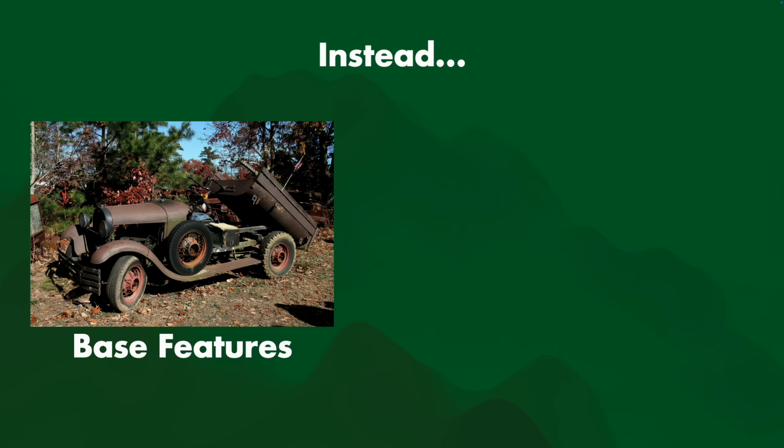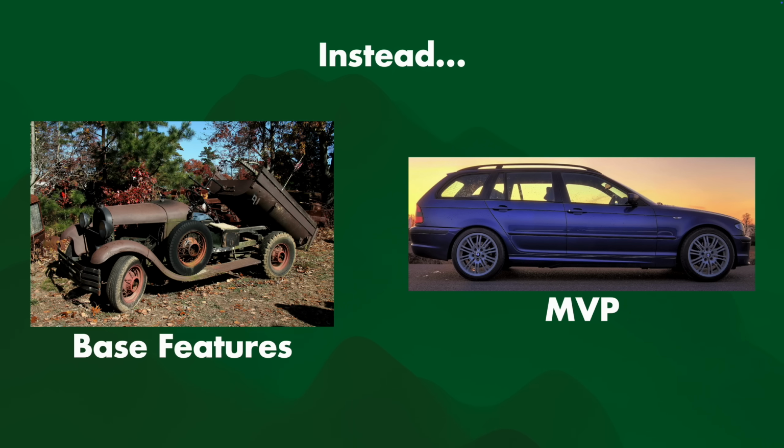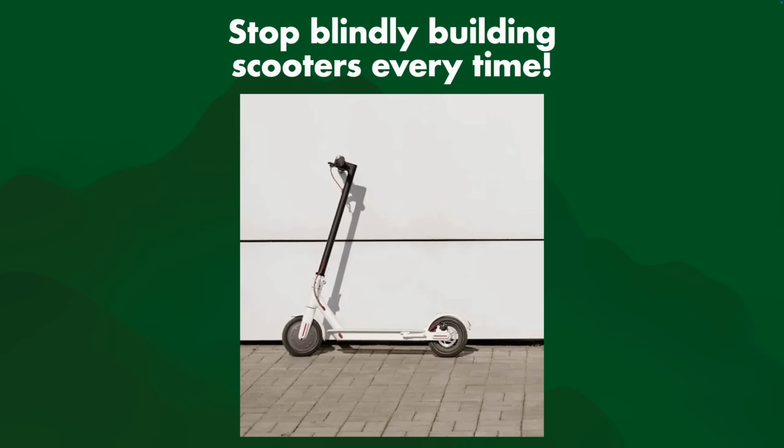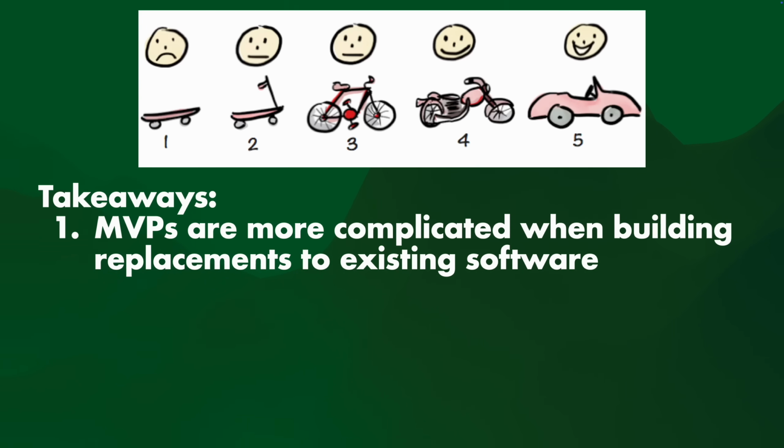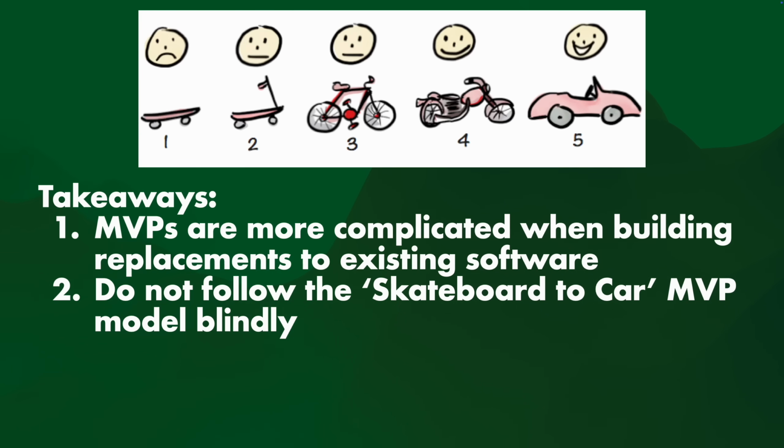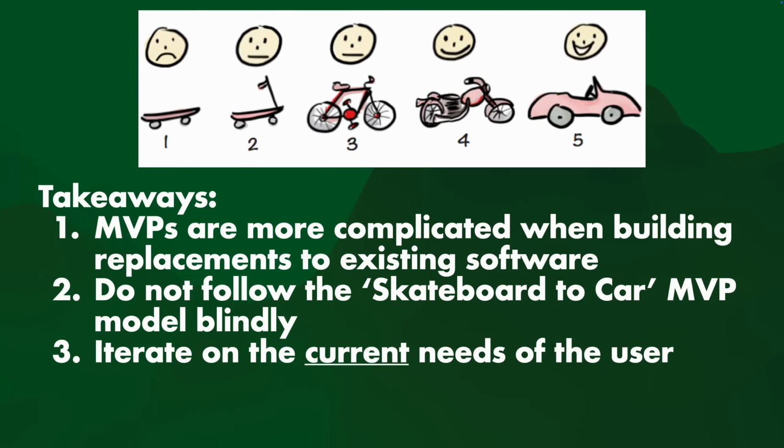So instead, you look at the base features of the current thing you have, and then you build an MVP that does the things it already does and iterate from there. Please stop blindly building scooters every time. It doesn't work. So when it comes to this image of the skateboard to the car, the takeaways really here are: MVPs are more complicated when building replacements to existing software. Do not follow the skateboard to car MVP model blindly, and iterate on the current needs of the user. Look at what they are currently doing and iterate from there. Don't give them the super duper minimal version that doesn't do what they need to do on a daily basis.